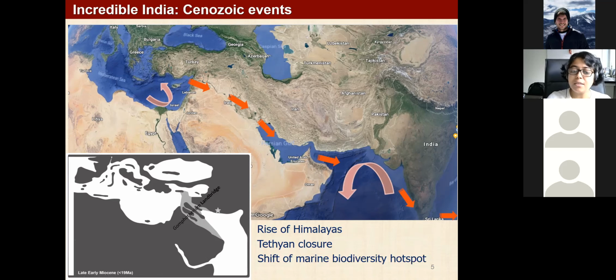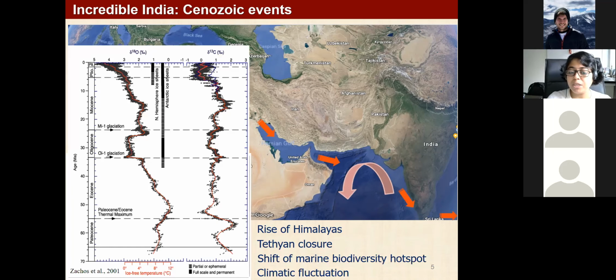And finally, this is also a time of major climatic fluctuation. And our understanding of response to climatic fluctuation is primarily limited or dominated by the data from temperate region. The understanding from tropical region still needs more data. And again, this could be a nice place to fill this gap.